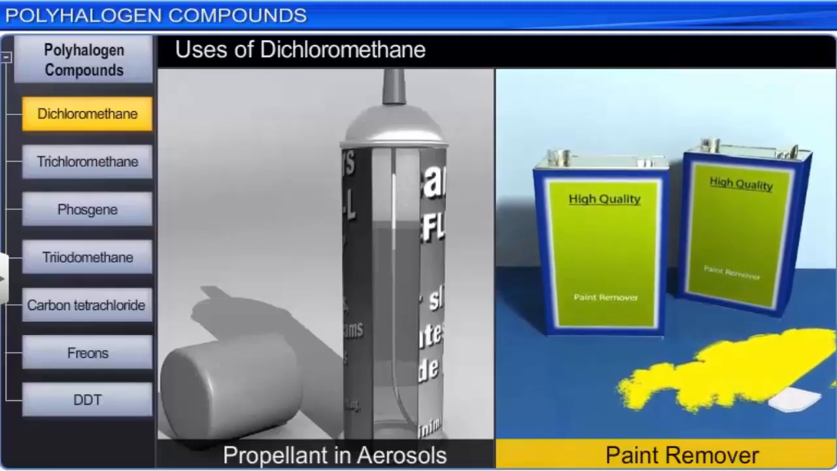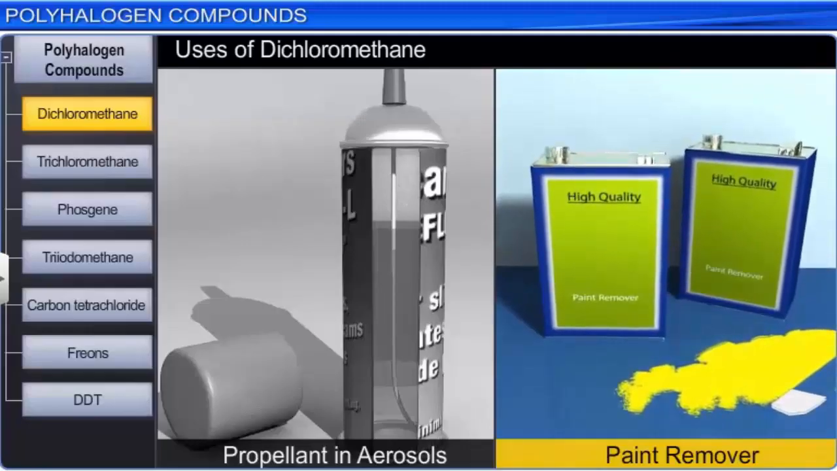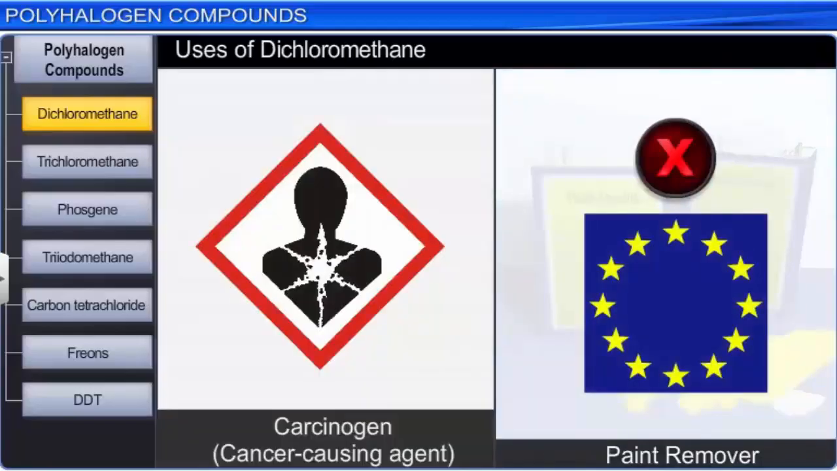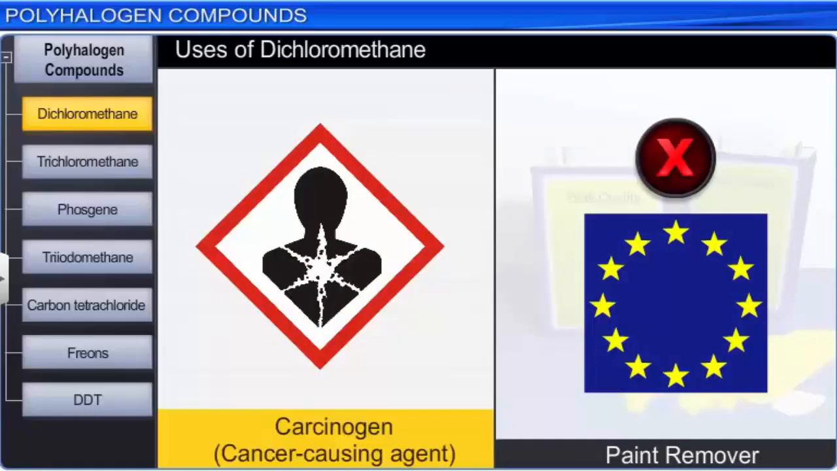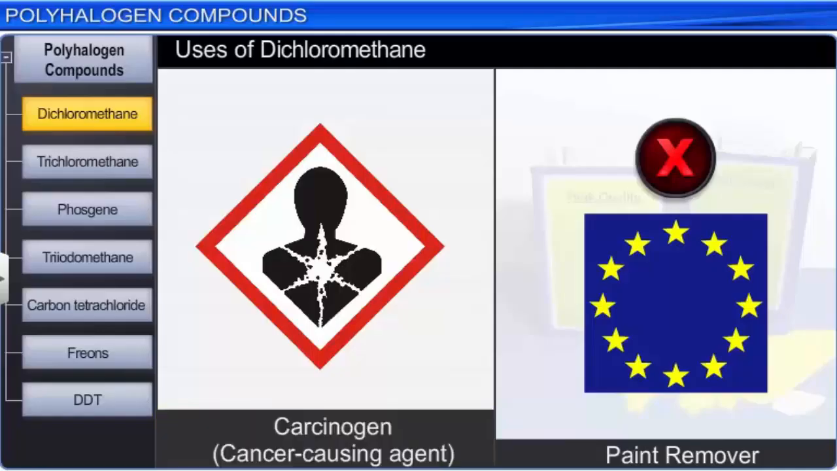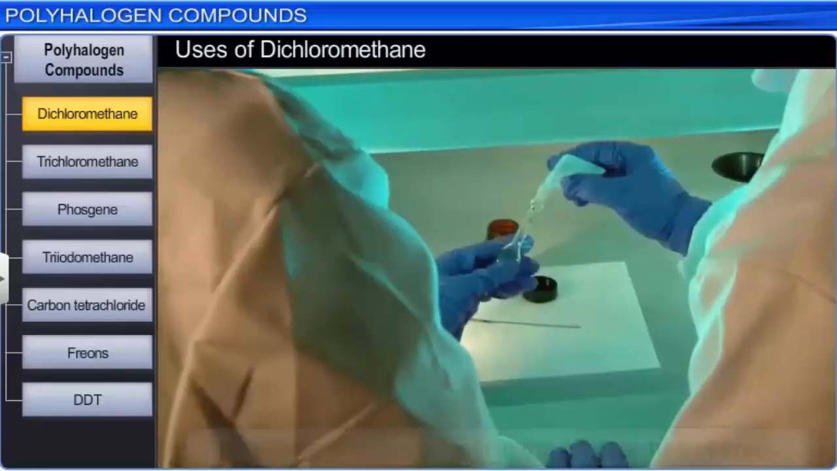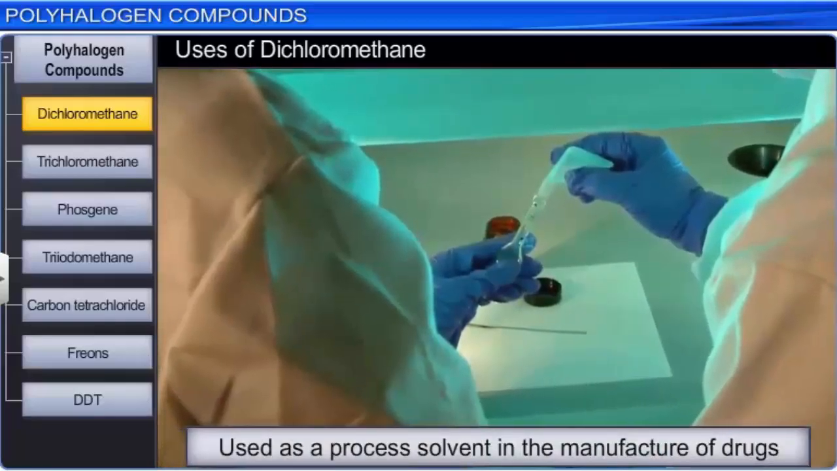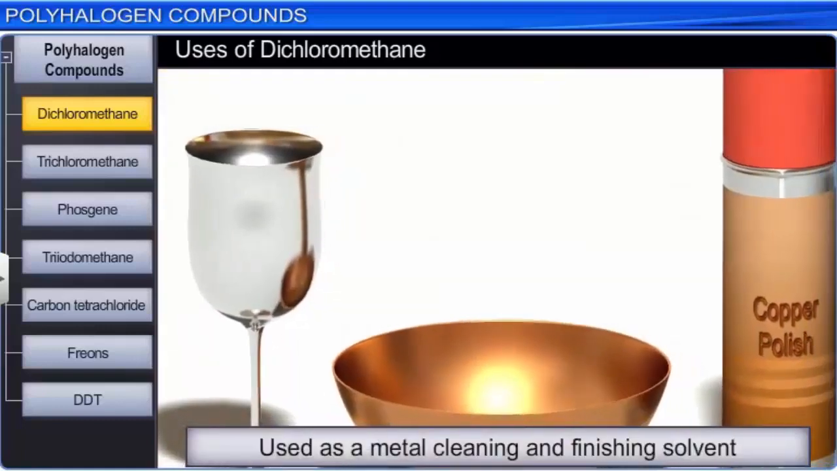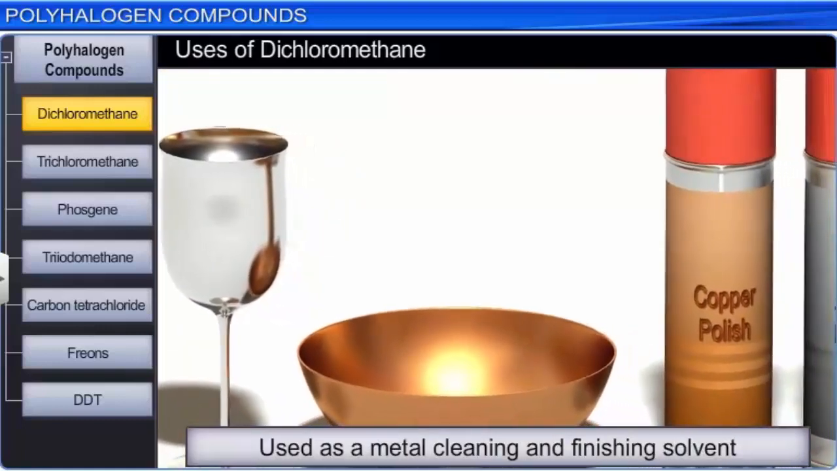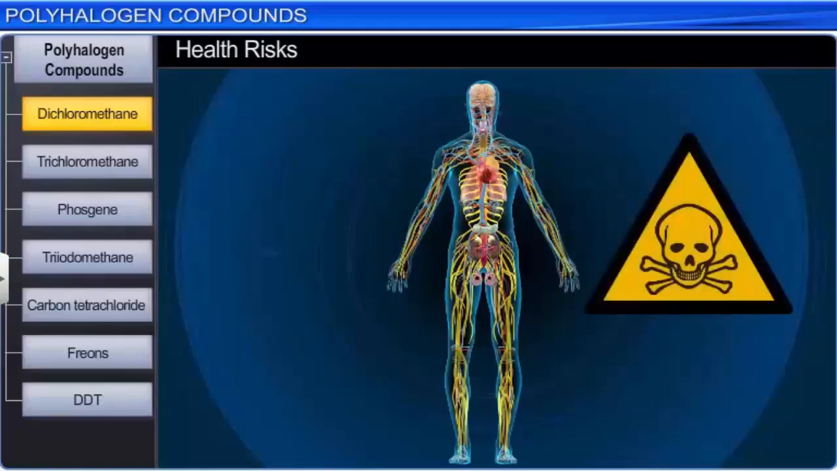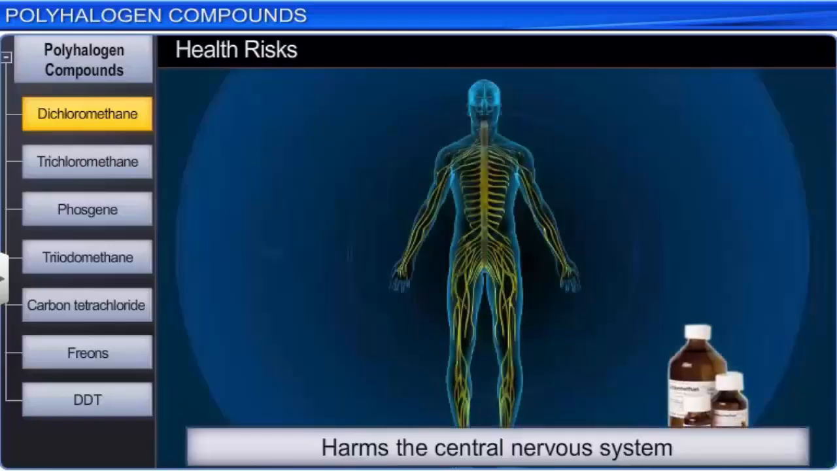However, the use of dichloromethane for removing paint has been banned by the European Union since it is a carcinogen, or a cancer-causing agent. Dichloromethane is also used as a process solvent in the manufacture of drugs. It has additional uses as a metal cleaning and finishing solvent. There are some very real human health risks associated with exposure to dichloromethane. It harms the central nervous system.